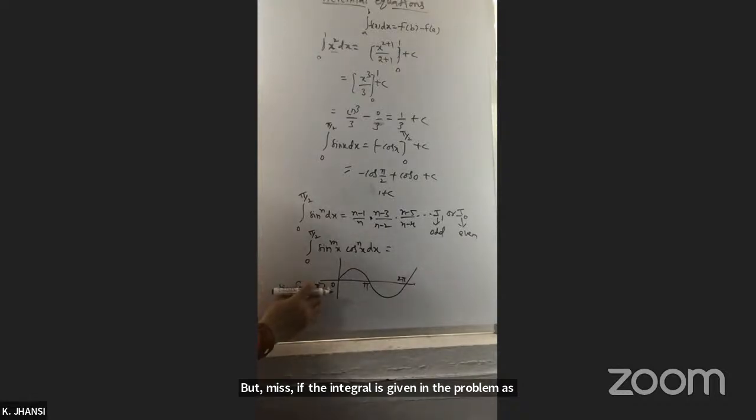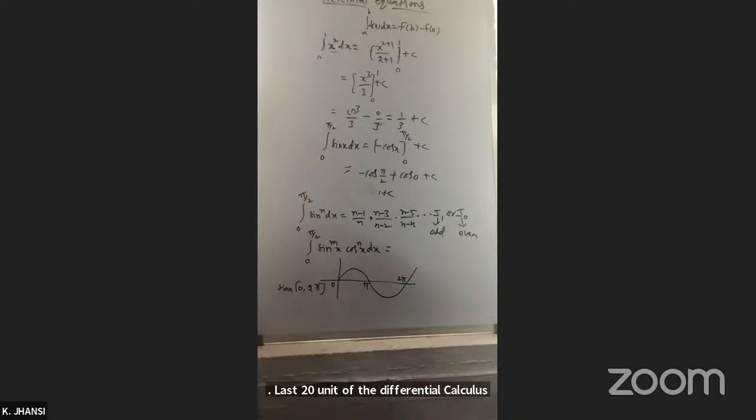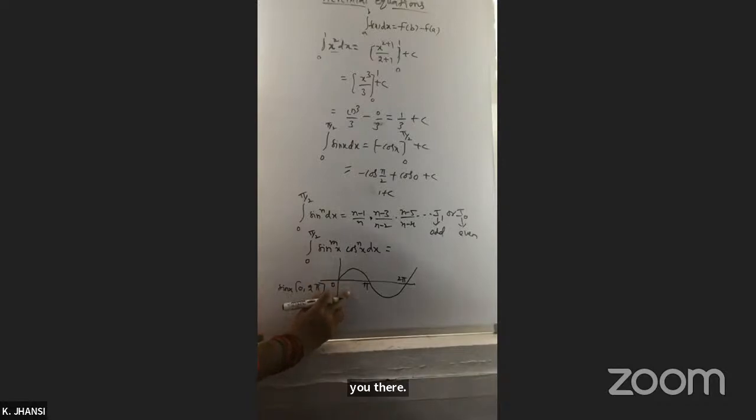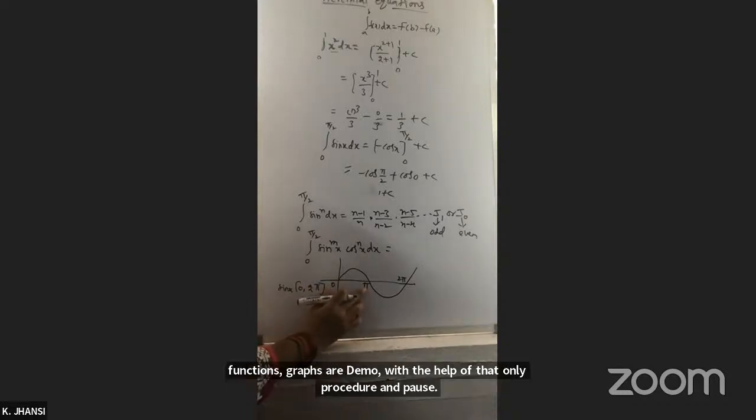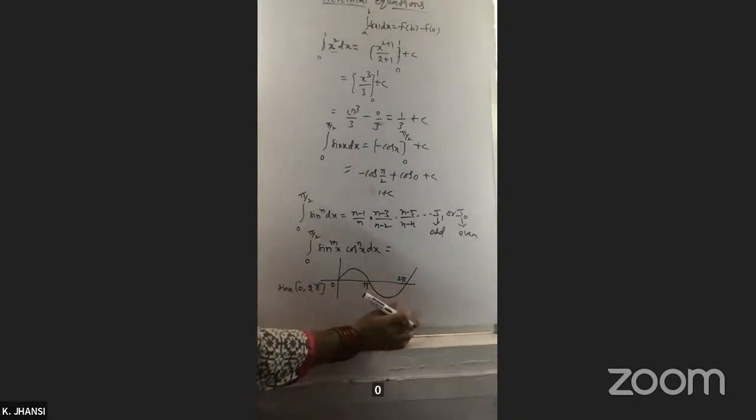Okay, so from the starting, sin 0 value is 0, no? So it will start. Last 12th unit of the differential calculus, curve tracing is there. You have seen there sin x, cos x, tan x, different functions, graphs are there, no? With the help of that only, we'll see here. And cos 0, sin 0 is 0, sin pi is 0, and also here sin 2 pi is 0.